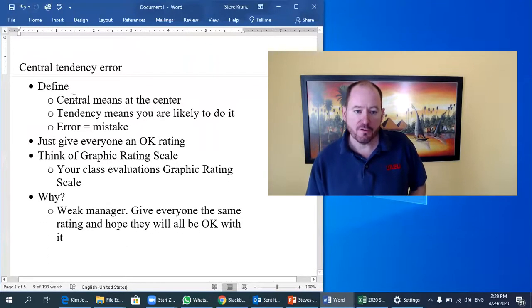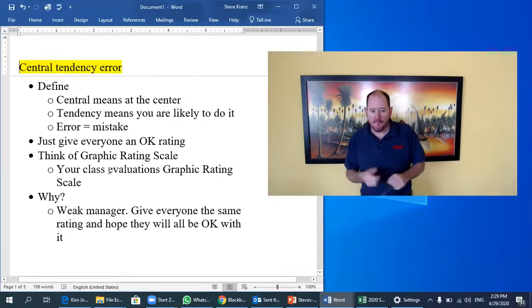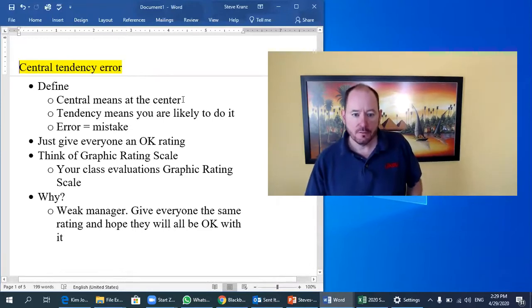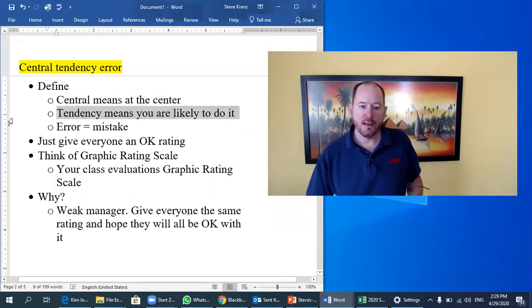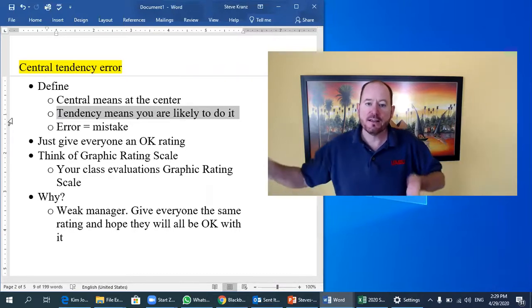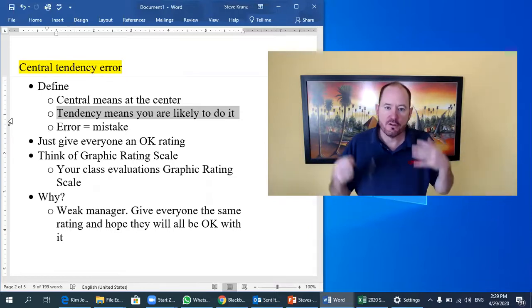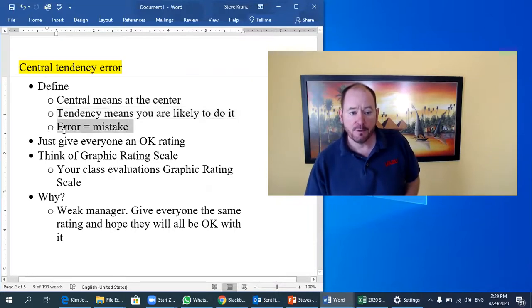So let's start with the central tendency error. The word central, as you know, means at the center. The word tendency, you have a tendency if you are more likely to do it. So in normal times, you're more likely to see Steve with a Coke than not with a Coke. That's tendency. You're tending to do something. And the word error simply means mistake.